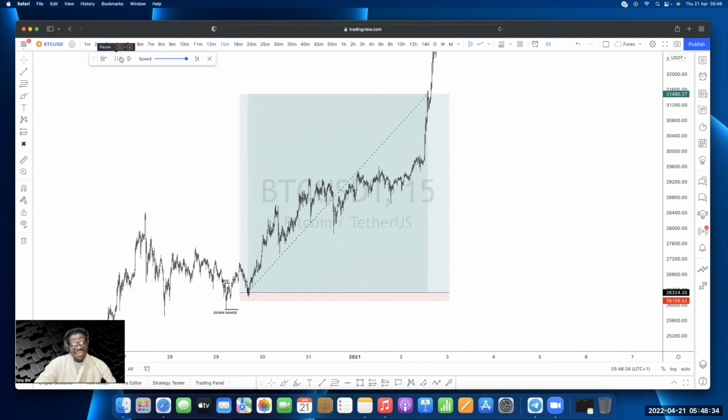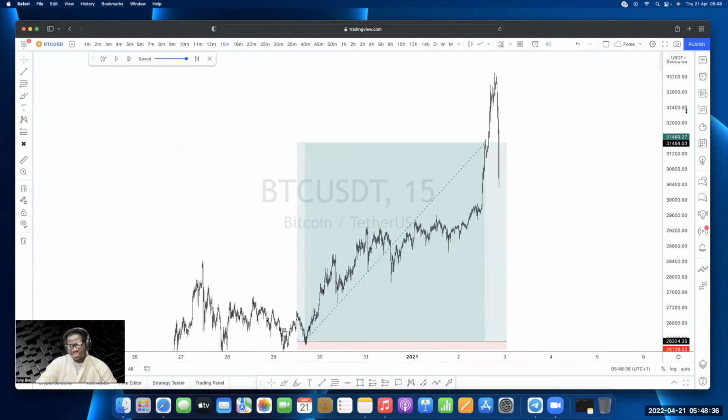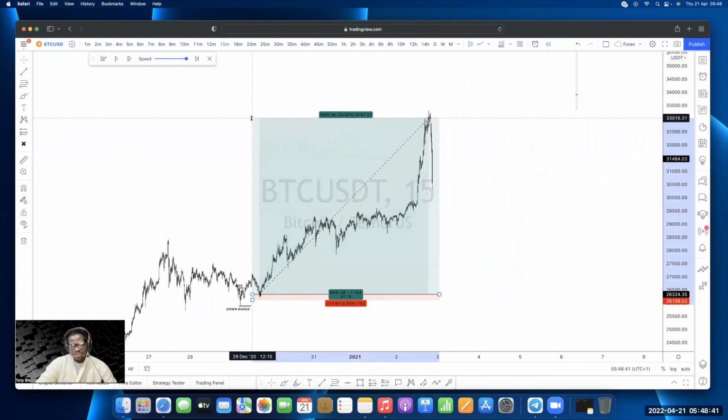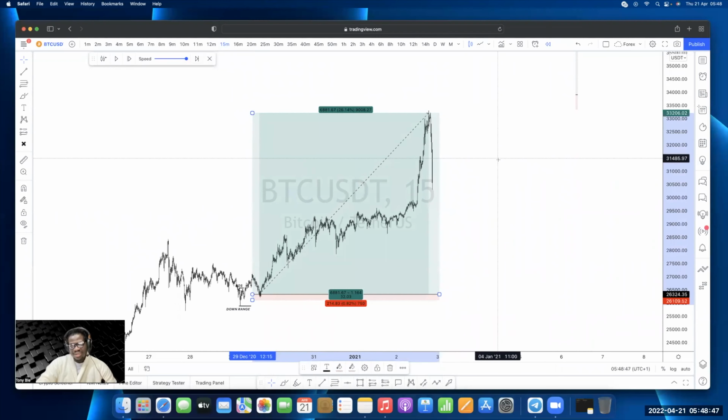Oops. Even more. That is the truth. It even gave more than 24. So if you're going all the way up, it was like a 1 to 32. Yeah, 1 to 32 risk to reward on this trade.